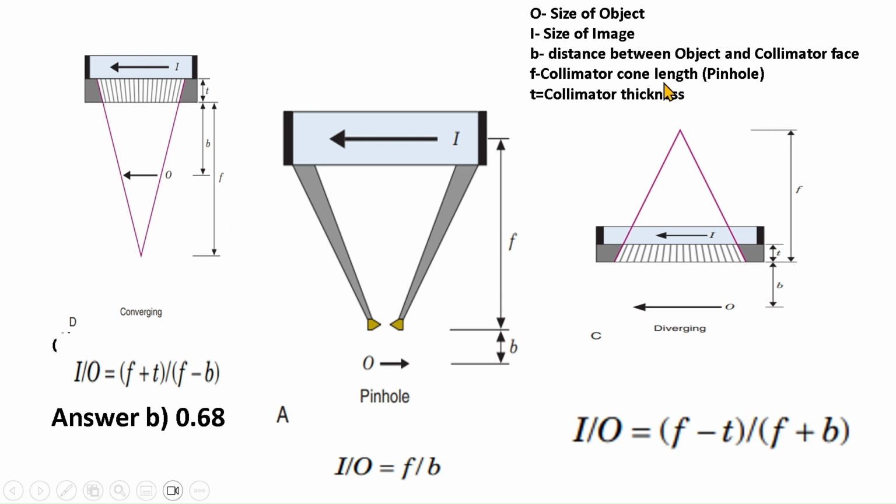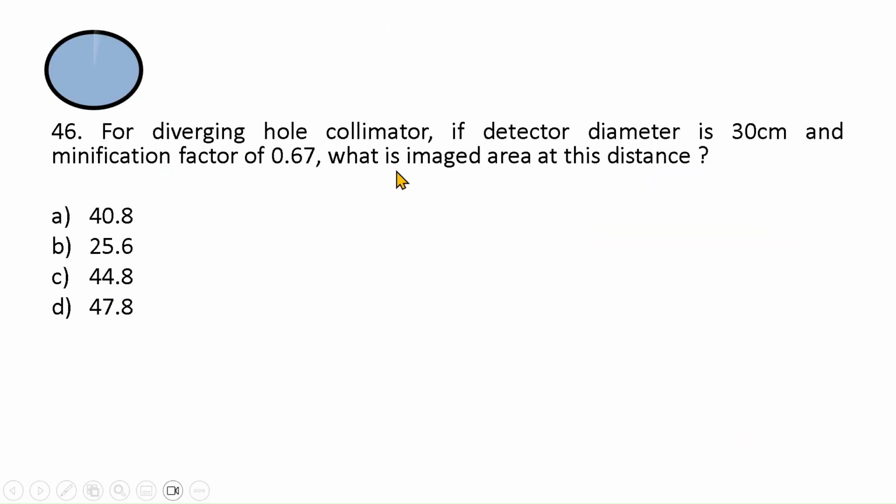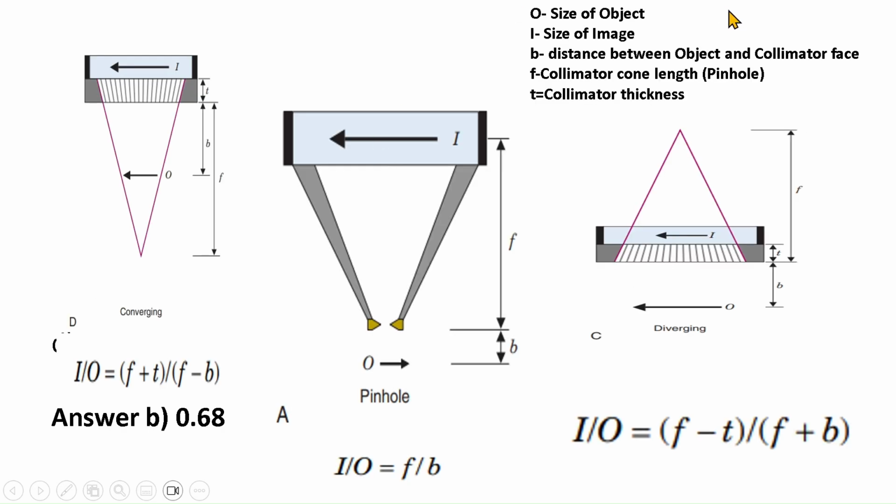So in order to solve this, you need to understand the different concepts. Like in this, this is for the converging collimator, this is for pinhole, and this is for diverging. As we all know, in case of diverging, there will be minification. So minification, that is I by O, is equal to F minus T upon F plus B. This is the formula. F here is the focal length, T is the thickness of the collimator, and B is the distance between the object and the collimator face. For the minification factor for the diverging hole collimator, the formula is F minus T upon F plus B.